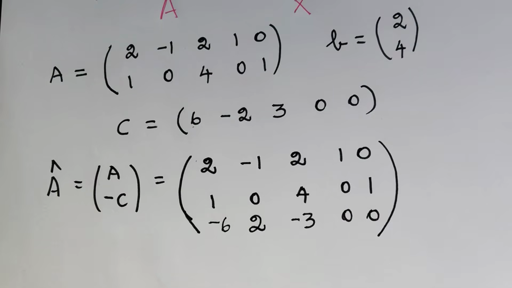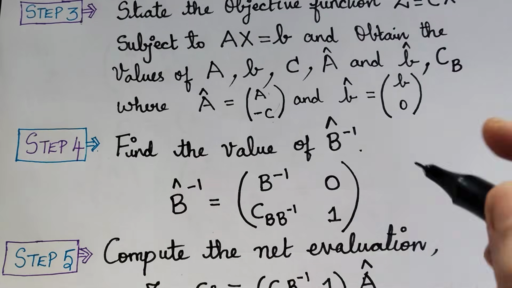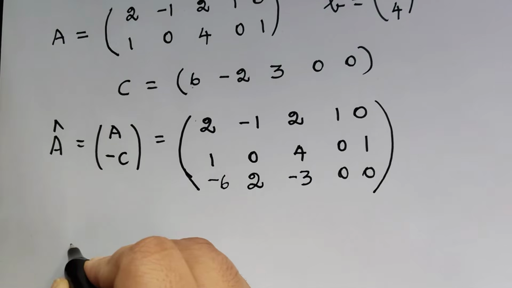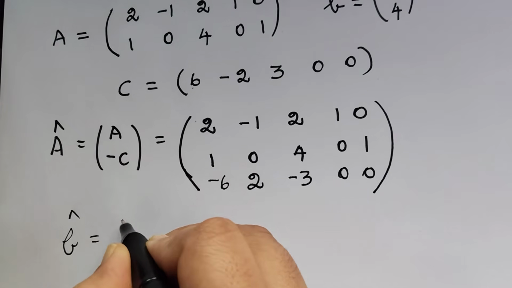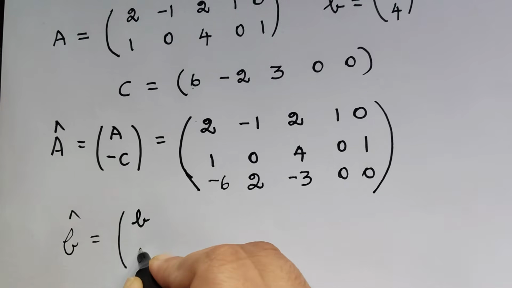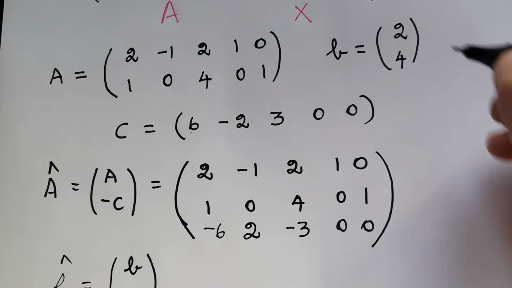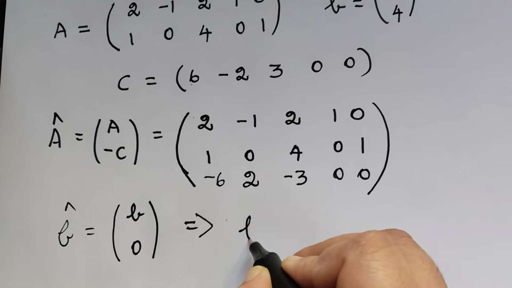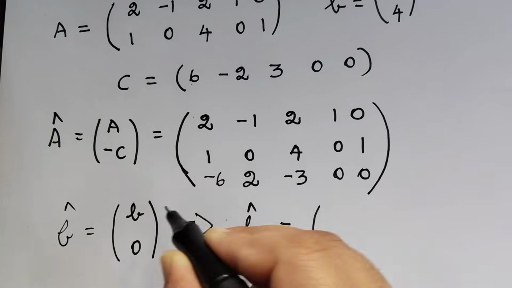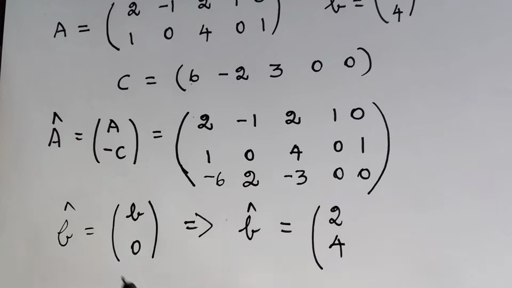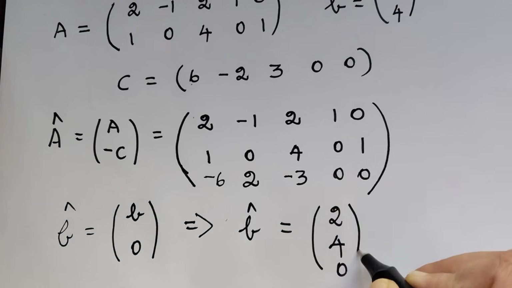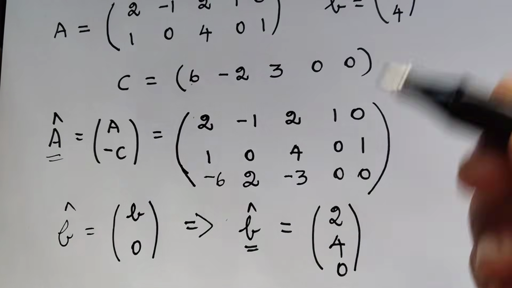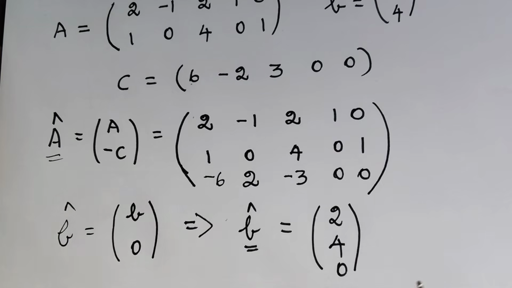Next we have to find B cap. B cap is given by the matrix B and 0. So let us write that. So B cap is equal to the matrix B and 0. So what is the matrix B? The matrix B is 2, 4, and so we will be having B cap to be equal to B, which is 2, 4, and we have this 0. So this is matrix B cap. All these matrices, that is A cap, B cap, and the matrices that we found previously, all will remain the same throughout the problem.